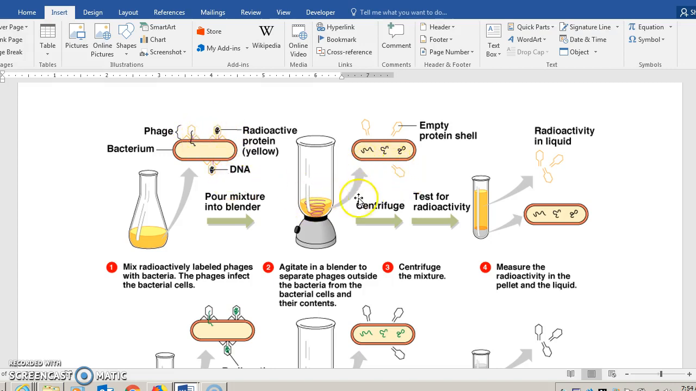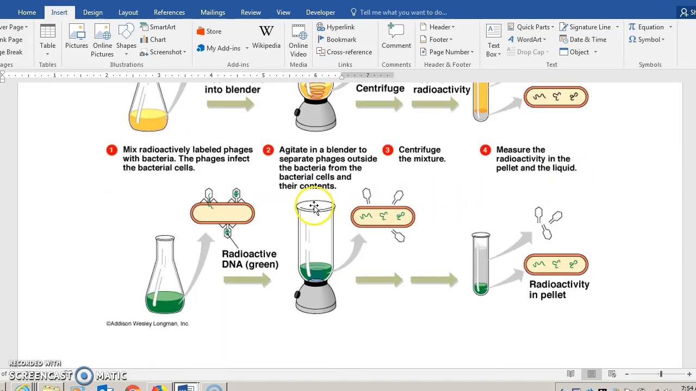And they took the fluid and put it in a centrifuge tube, spun it, and then looked at it, and they found that the radioactivity, sulfur, which would be in the protein, was outside the bacterial cells. This pointed to protein not being the genetic material, because the genetic material needed to be inside the cell.